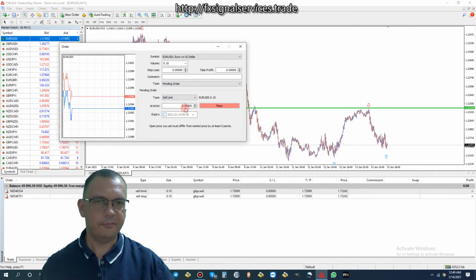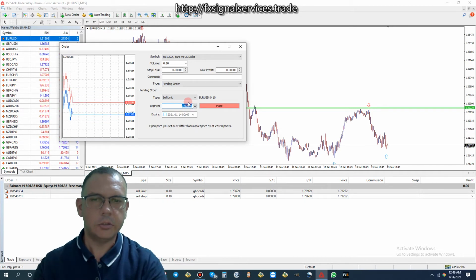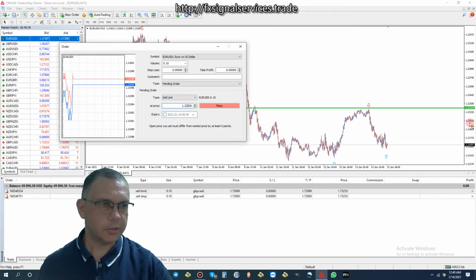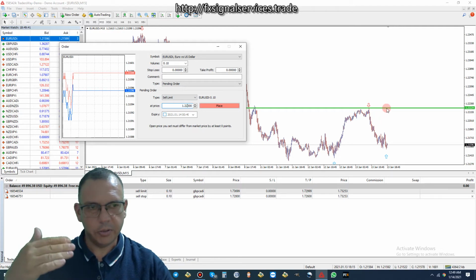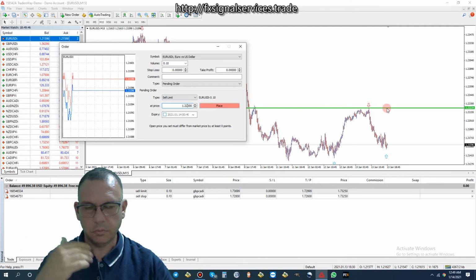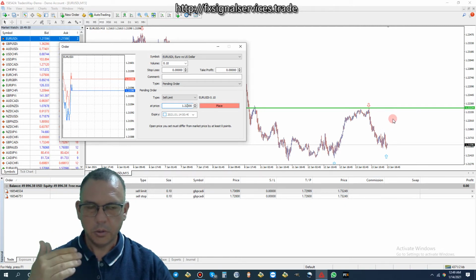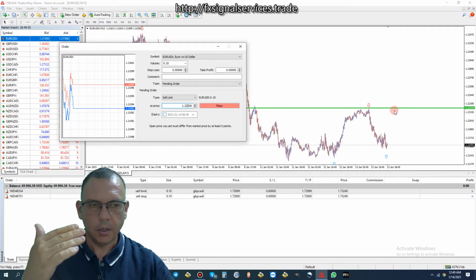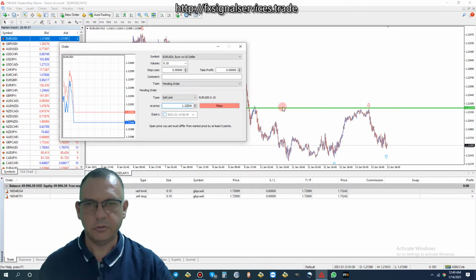Okay, and for the at price right here, I'm going to pick 1.22 even, which will put the price right about here. I did not want to put it right on this green line, because what if the price does not actually touch that? So I want to put it a little ways below, so the order will activate, the price goes up a little more, you have a slight drawdown, and then eventually it drops back down.